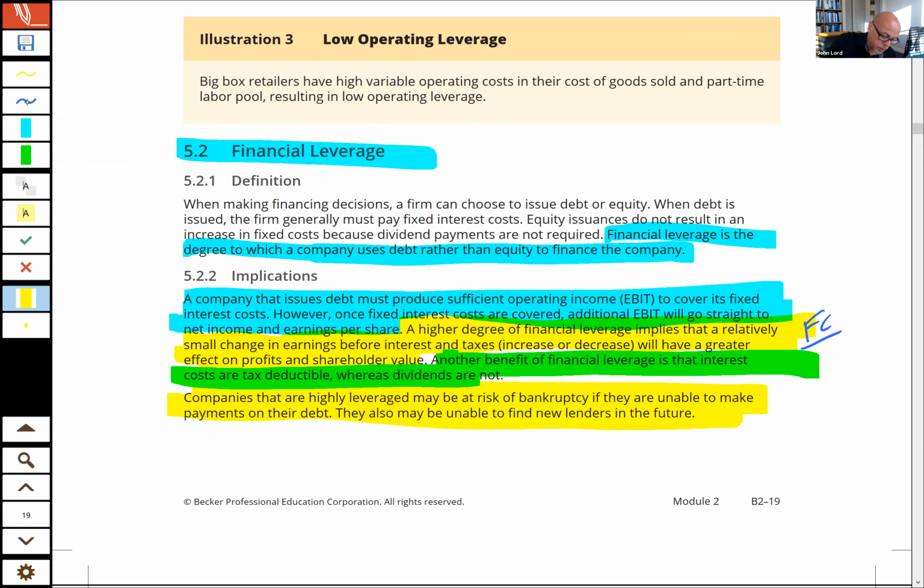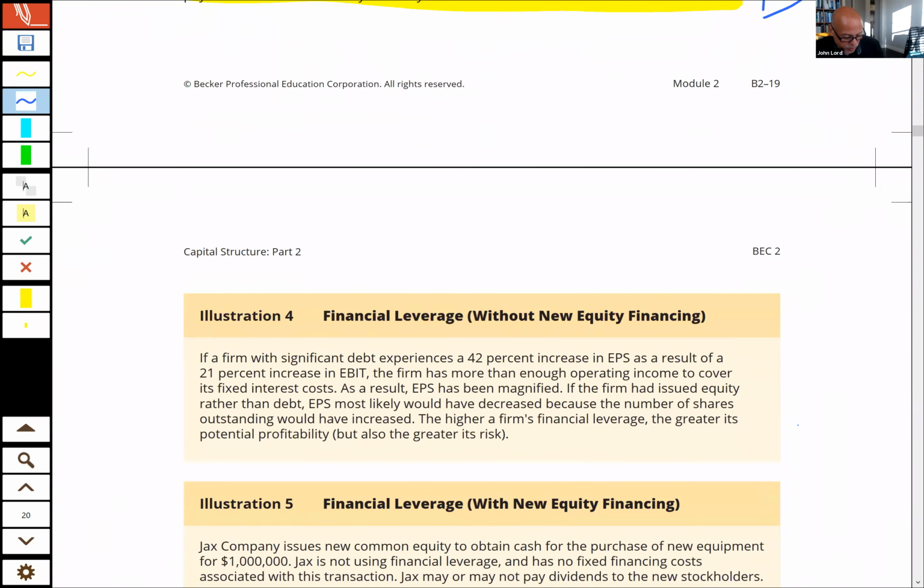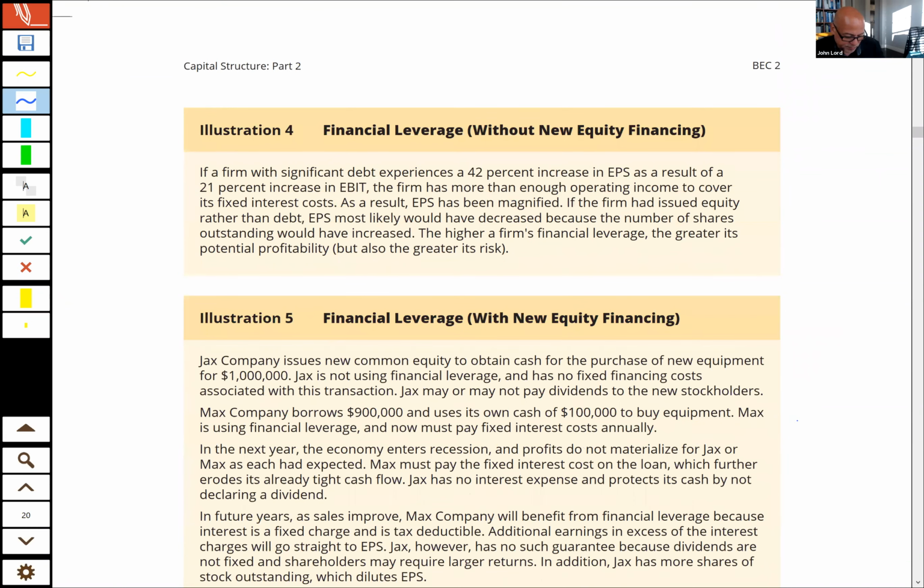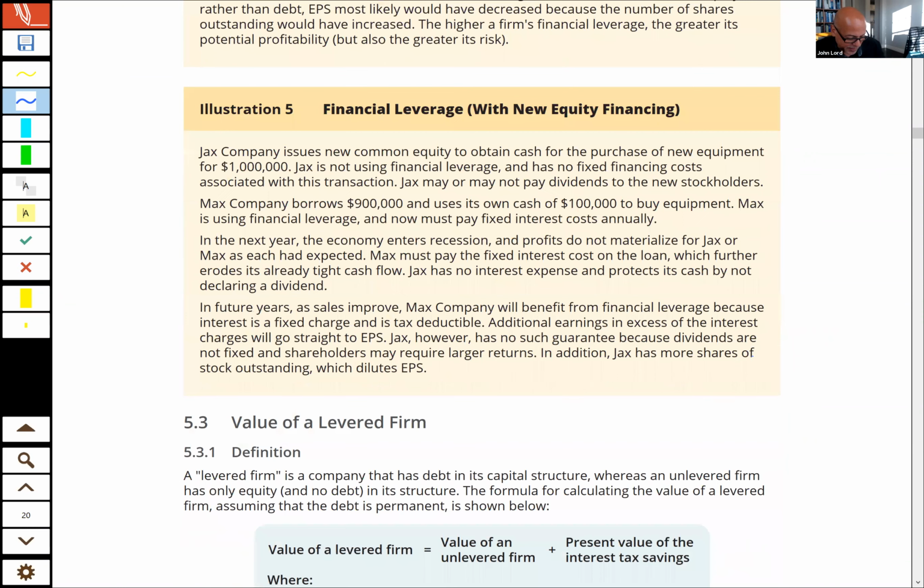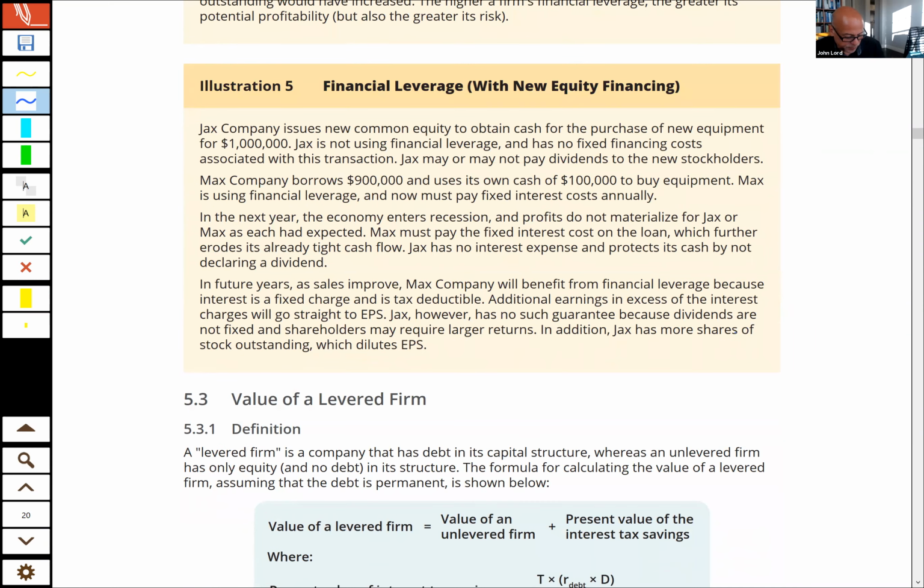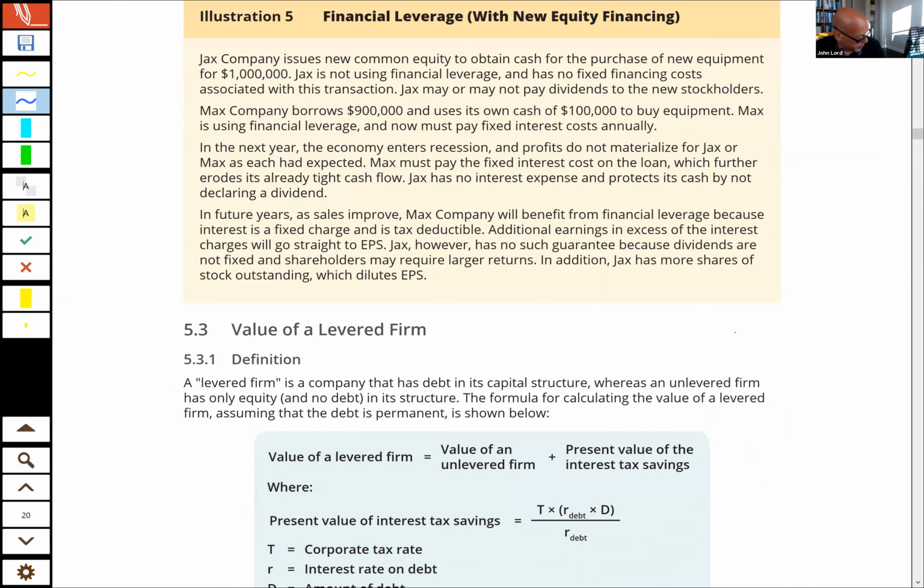Okay, and this also kind of ignores the notion that there are variable interest rate types of loans that an entity could be involved in. And so you really need to be looking more at the fixed debt, the fixed interest, to consider the financial leverage. Okay, again, I don't think we need to get into these examples that are not really showing any calculation, but just sort of reinforcing the theory.